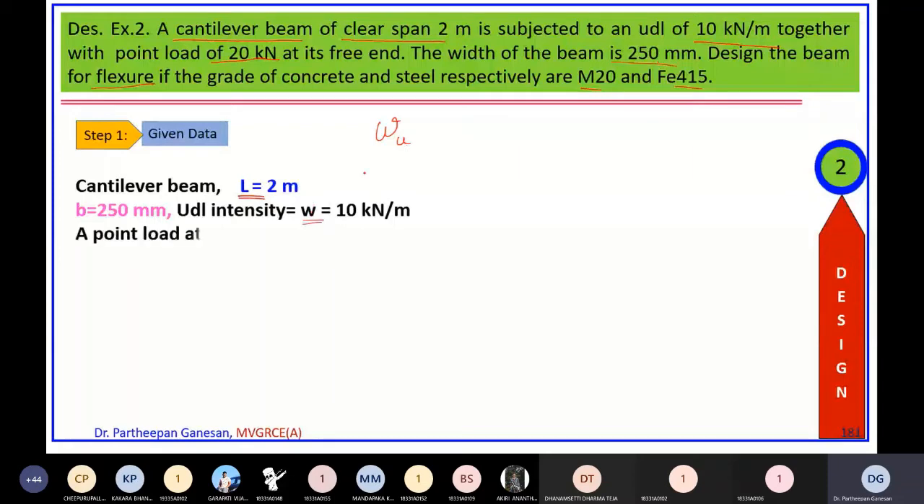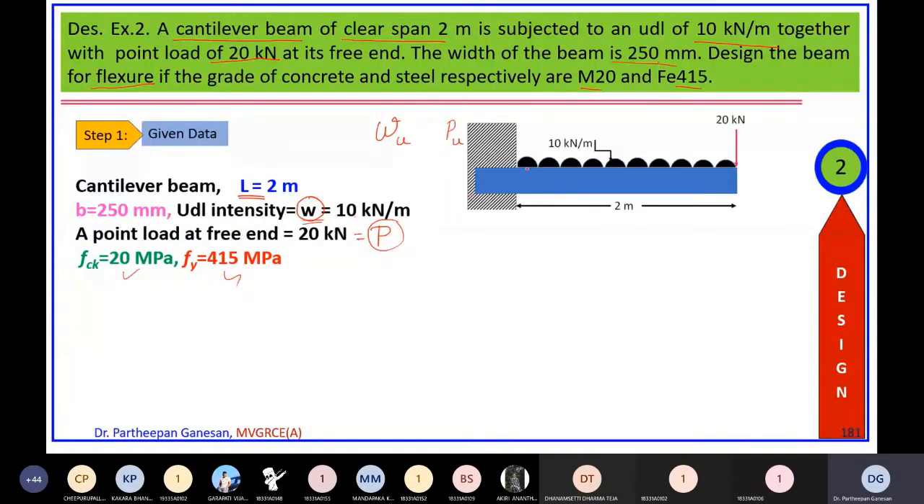Similarly, a point load at free end is given as 20 kilonewton. Let us say this is P, capital P. If it is PU, it is a factored load. So these are all service loads. This W and P are service loads. Now your grade of concrete is 20, grade of steel is 415, so that's fine.